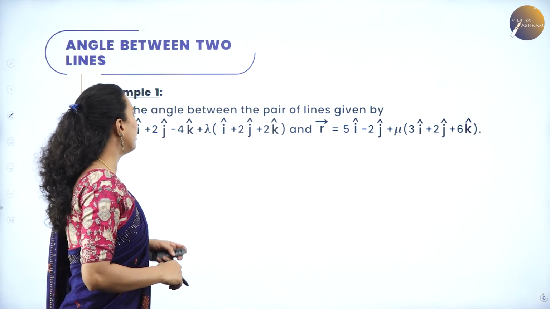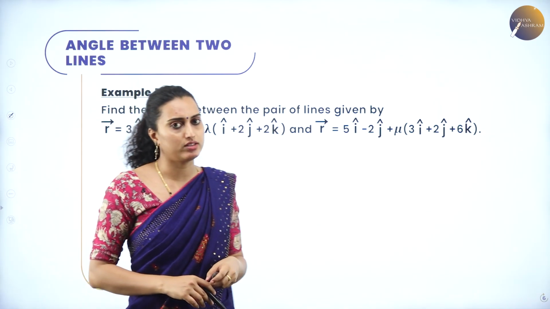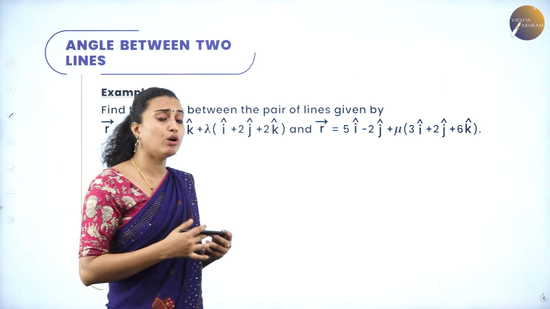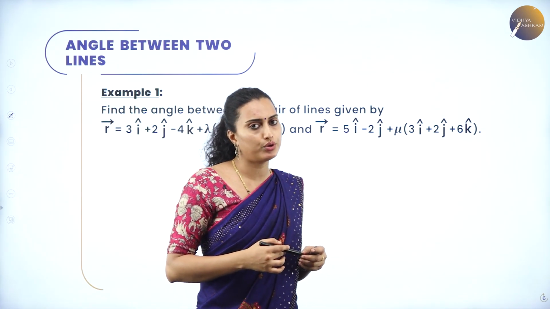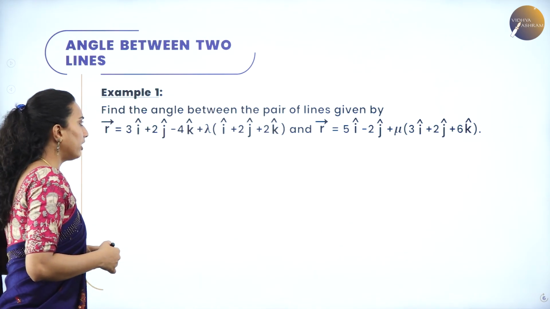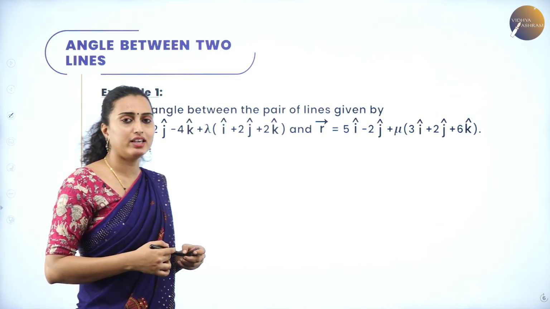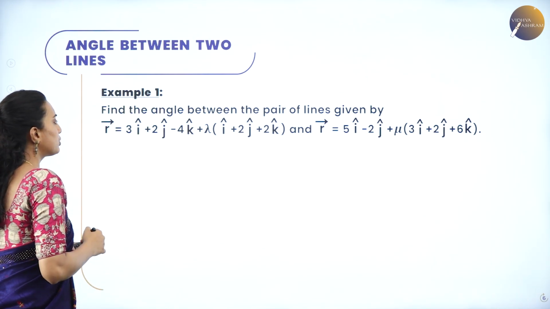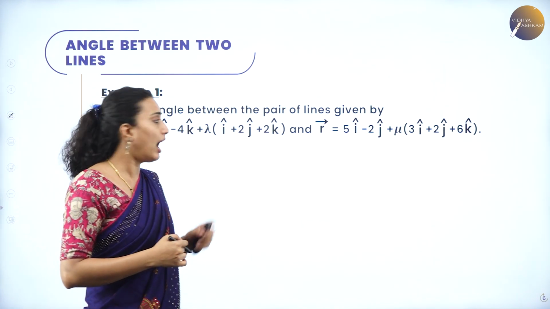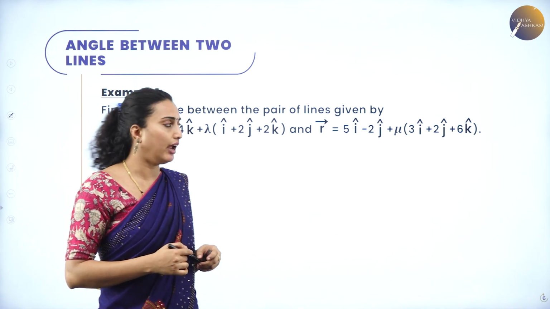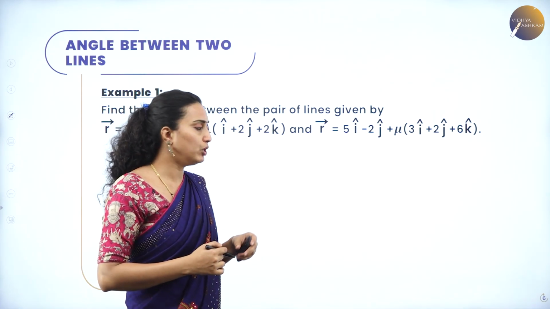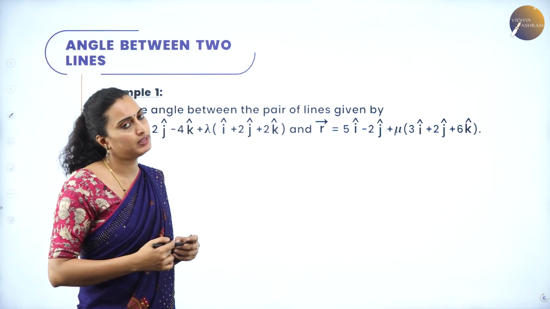Then we'll be moving on to the examples, based on which you will see how to solve the problem. These are all very, very important problems you are going to have for your examinations. Here I have taken the example: find the angle between the pair of lines given by r vector = 3i + 2j - 4k + lambda(i + 2j + 2k) and r vector = 5i - 2j + mu(3i + 2j + 6k).